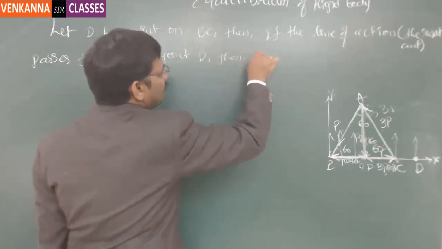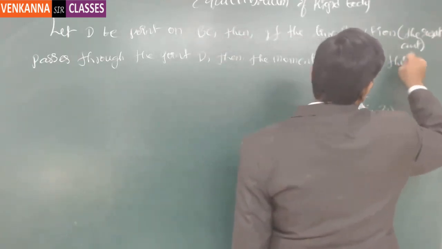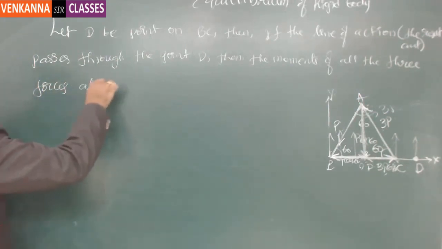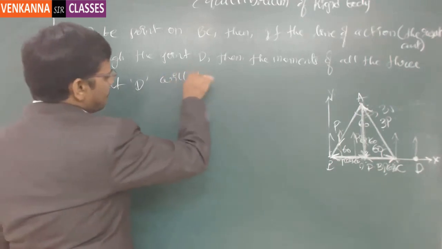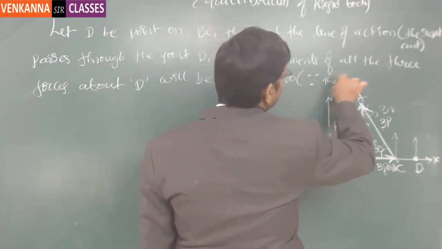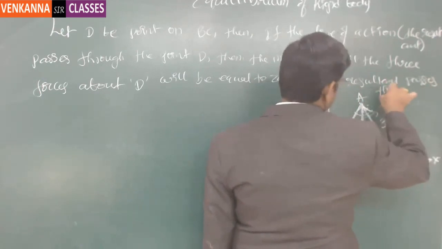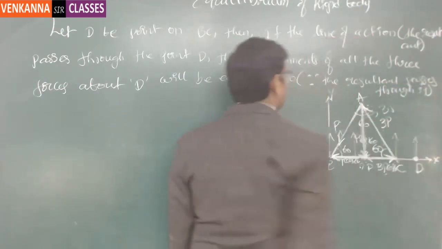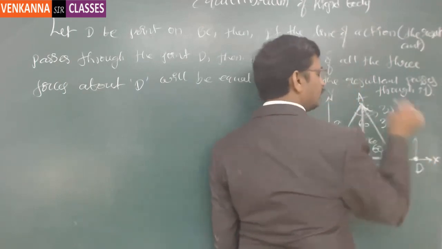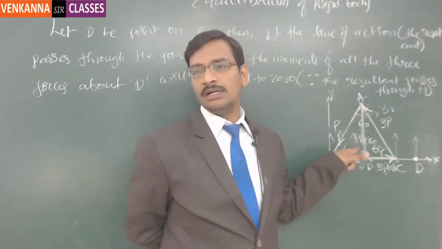then the moments of all the 3 forces about D will be equal to 0. Since the resultant passes through it, the moment about that point D for the resultant of all the forces is equal to 0. The assumption we made here is a correct assumption: the resultant of all the forces together we calculated to be root 3 times P.